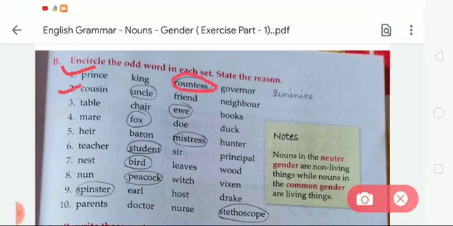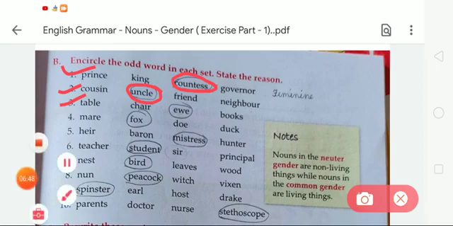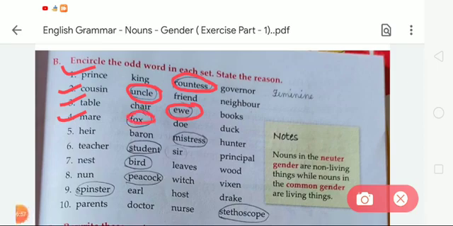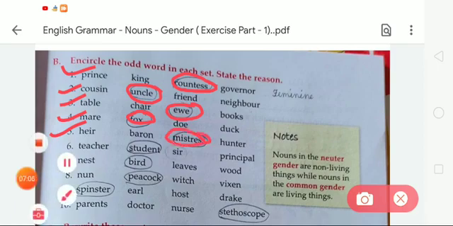Now the second is cousin, uncle, friend, neighbor. So here we have to circle the word uncle. In third, table, chair, you and books. So here we have to circle the word you. Now fourth is mayor, fox, doe, duck. So we have to circle the word fox. In number 5, baron, mistress, hunter. So here we have to circle the word mistress. Now 6 is teacher, student, sir, principal. So here we have to circle the word student.